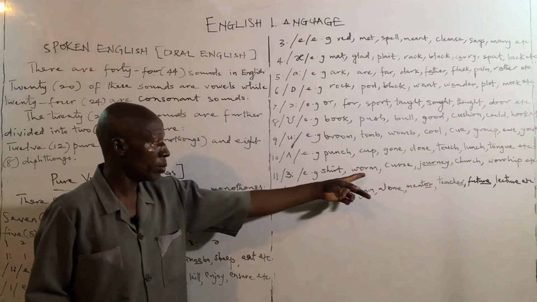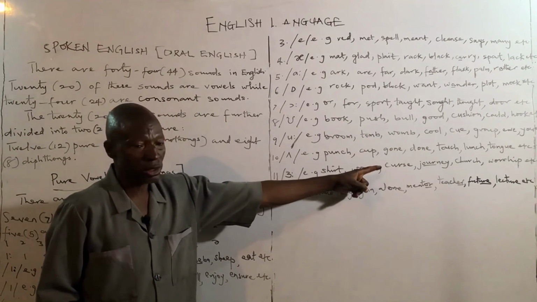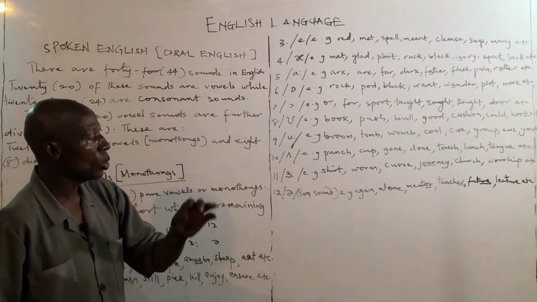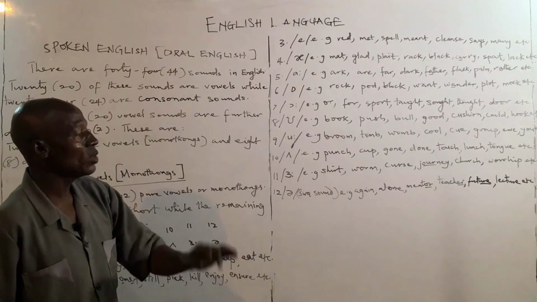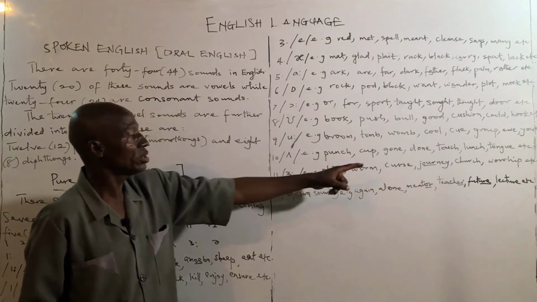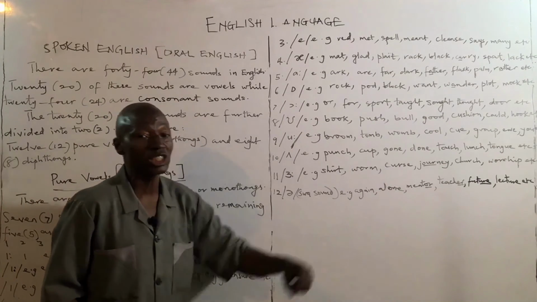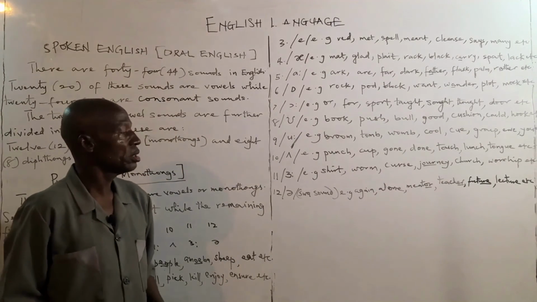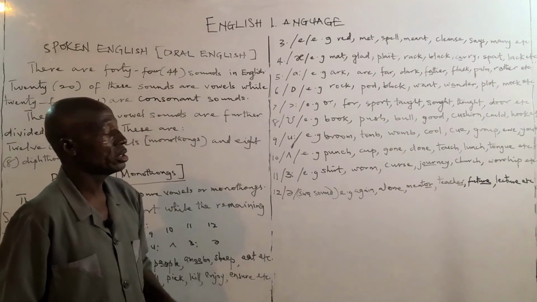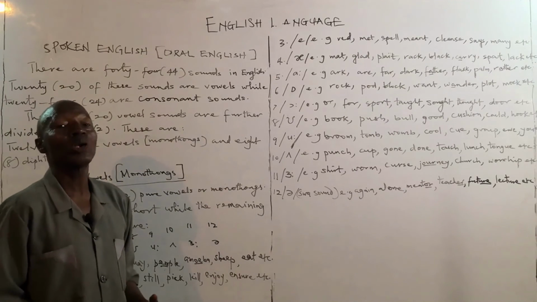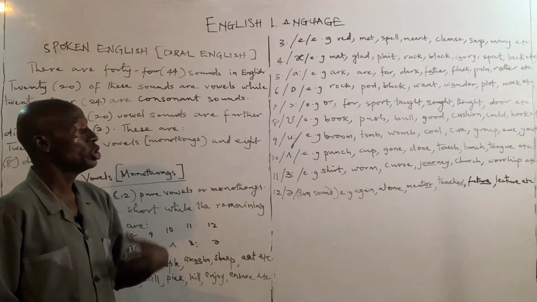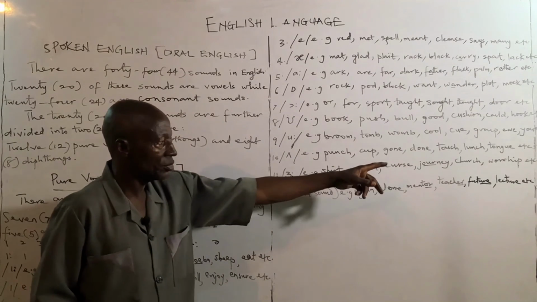All right, we have shirt. We have worm. We have curse. Don't forget we have cause. C-O-U-R-S-E is course. That's long O. Course. But this one is curse. Don't curse me. Why are you cursing me? We have curse. We have journey. You know how people say journey. No, it's not journey. It's journey. Then church.